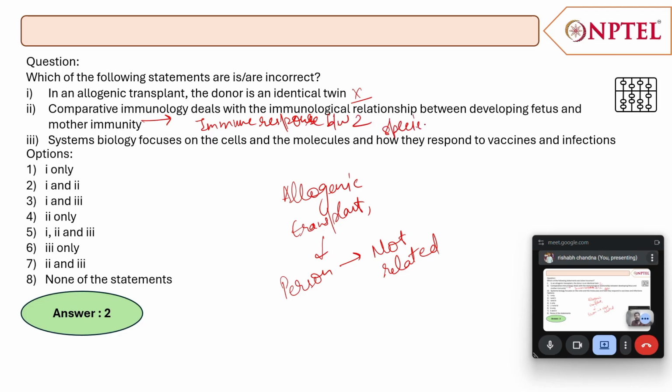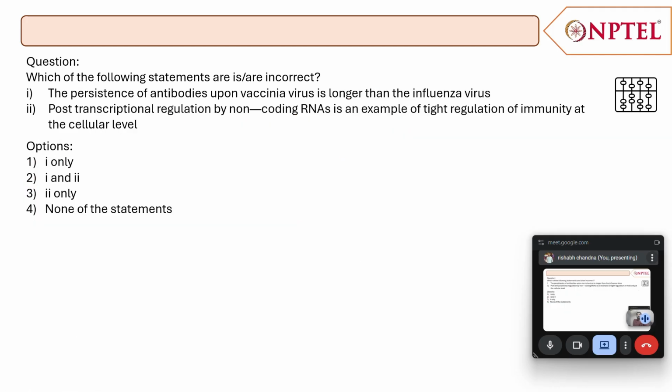Okay. Systems biology focuses on the cells and the molecules and how they respond to vaccines and infections. So yes, this is correct. Okay, so the correct options are first and second, that they are incorrect. So correct option is option number 2. Okay, so let's move on to the next question. Which of the following statements is or are incorrect? So what can be the correct answer?